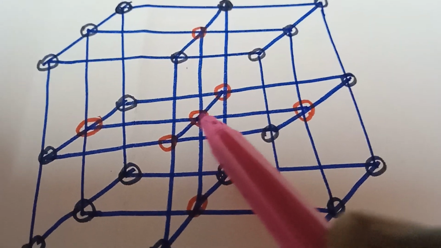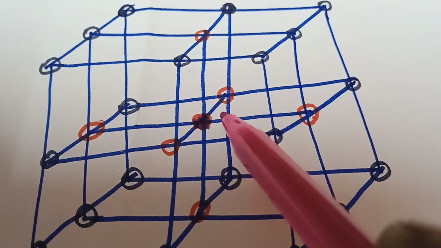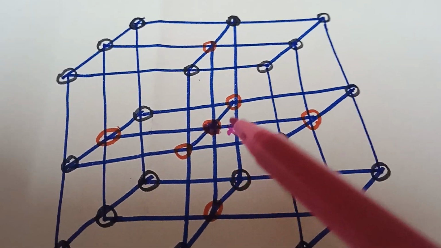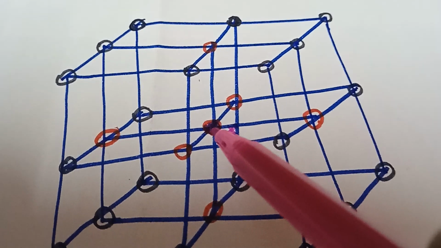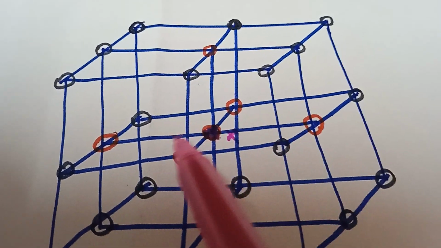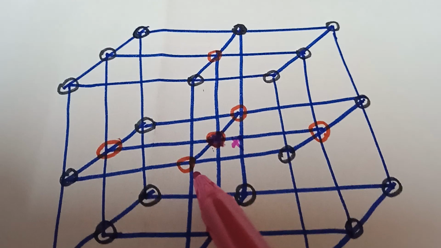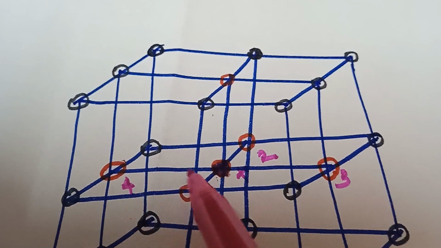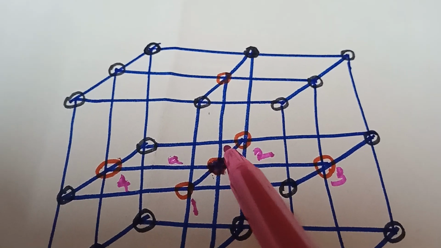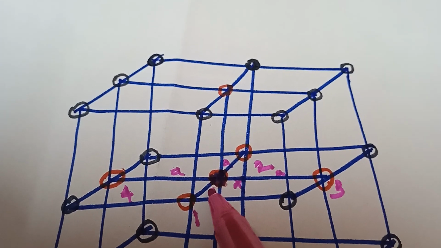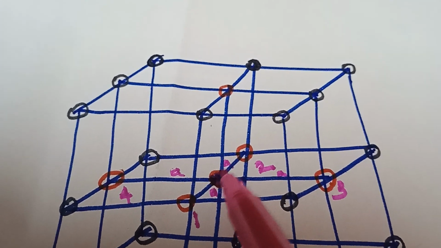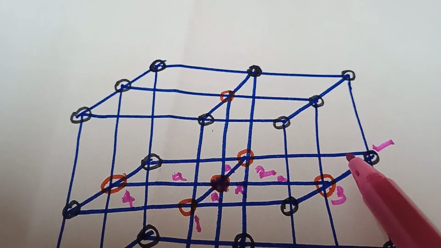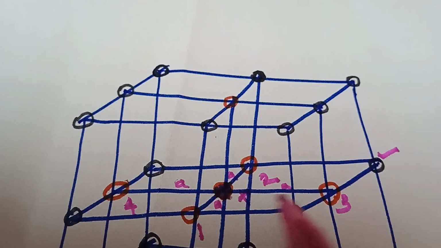Consider this particular corner atom as the reference atom, X. The coordination number for this atom: in this particular plane, atom 1, atom 2, atom 3 and atom 4 are at a distance of A, equidistant from the reference atom. Whereas this other atom is far away from this atom, because this is A and this is A.